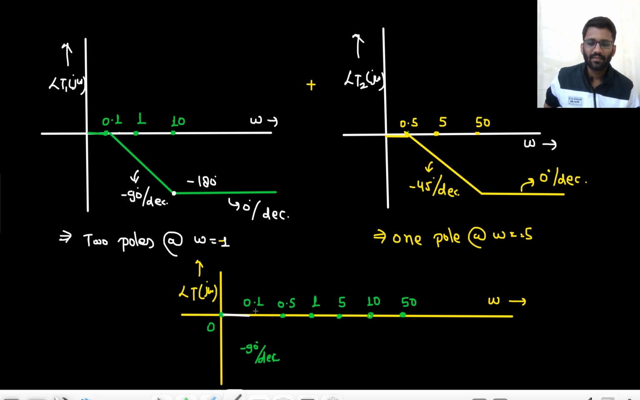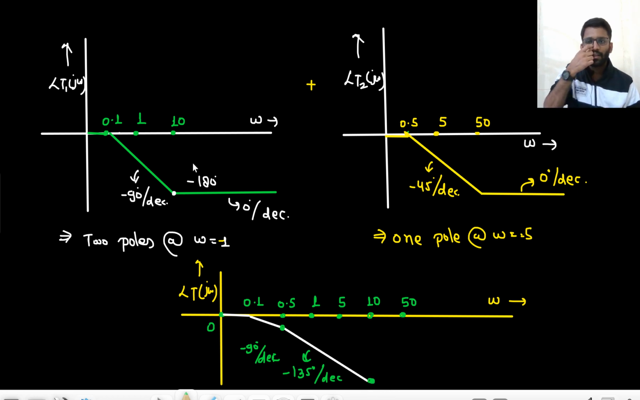Look, this diagram is going a bit kind of minus 135. From 1 to 5, tell me what is happening here. Minus 90, here also minus 45, that means it will be minus 135. From 5 to 10, here minus 90 and here also minus 45, so it will also be minus 135. This slope is minus 135 degree per decade. It changes from here and it goes till here.